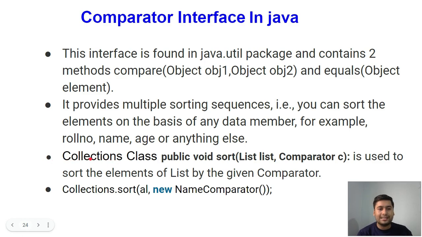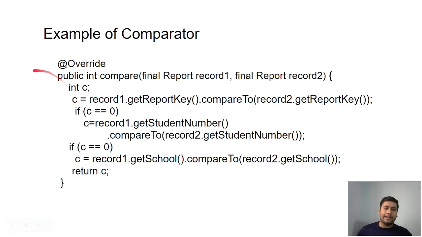The Collections class provides a method called sort, and we can pass our list, like an ArrayList, LinkedList or Vector, and along with that we have to pass our comparator class. It is used to sort the elements of the list by the given comparator. Okay, I hope it's clear. With Collections.sort we can pass the comparator, and through that we can sort our particular object.